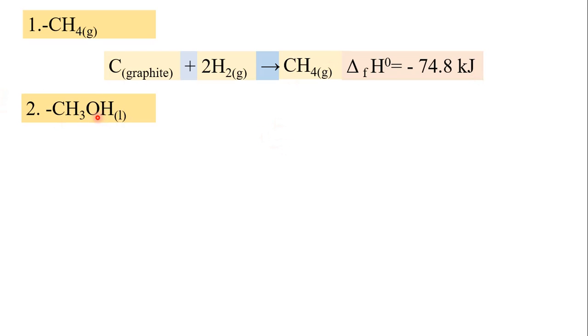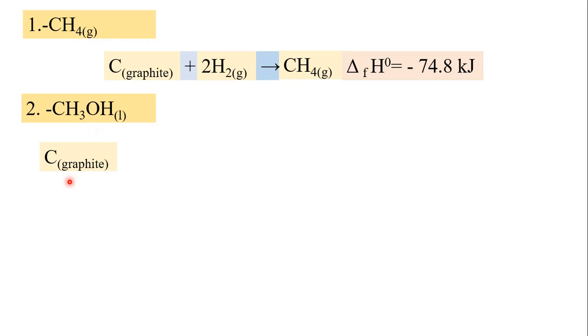Methyl alcohol contains 3 elements: carbon, hydrogen and oxygen. So on the reactant side, carbon must be there, hydrogen must be there and oxygen must be there. And you have to form 1 mole of methyl alcohol in liquid form. Carbon in its standard state exists in a solid form, hydrogen in a gaseous form and oxygen in a gaseous form. So let us write this equation.